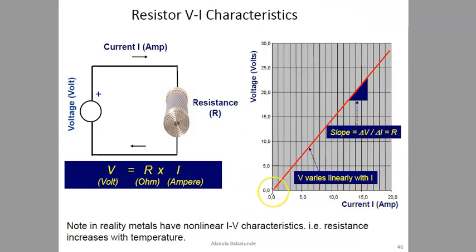You can see we have V varying linearly with the current in an ideal situation. So what you have here in the circuit is a voltage. You can see the current moving, and then you can see our resistance represented with R, and you can see that V equal to Ri, and then R equal to V over I, as we mentioned here in this circuit. In reality, metals have non-linear current-voltage characteristics. That simply means that resistance increases with temperature. In reality, that is what happens to metals.